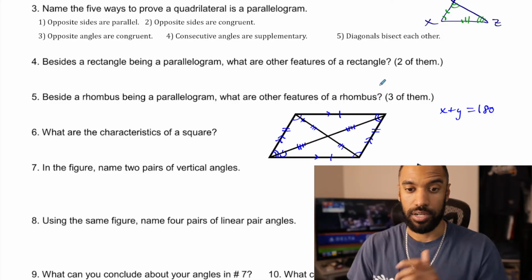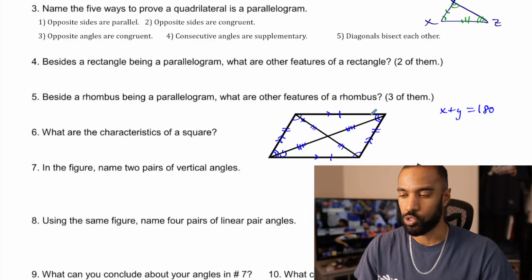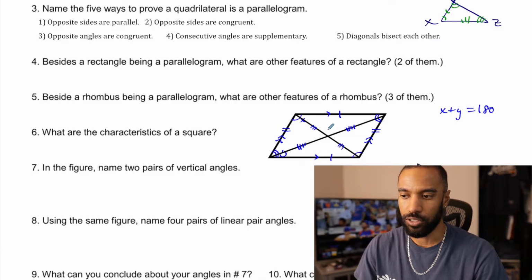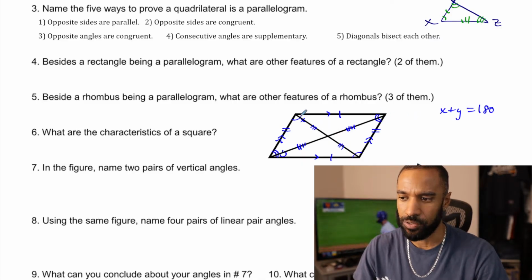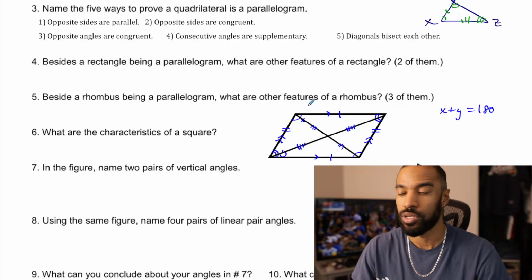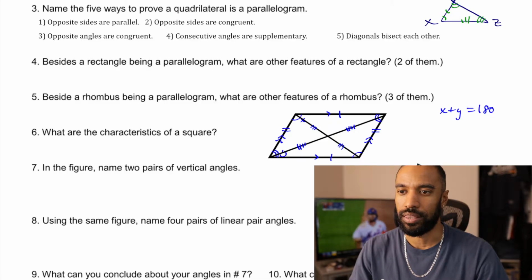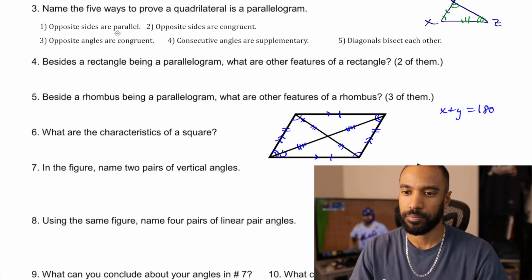Now, the diagonals aren't necessarily congruent to each other, which they're not. This diagonal is clearly shorter than this one here. And they're not necessarily perpendicular to each other, nor do they bisect the angles. You can see that angle looks smaller than this one here. And by and large, it probably is. But those are what those 5 features mean right there to show that it's a parallelogram.